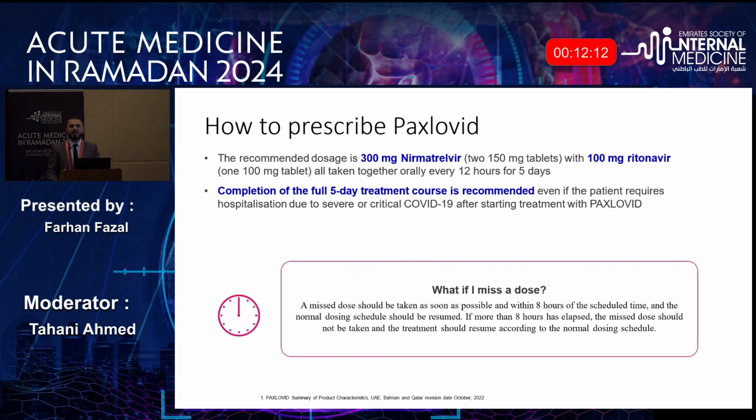So how do we prescribe it? It's a little more complex because the dosage is 300 mg of nirmatrelvir. So the packaging is 150 mg. There are two 150 mg tablets which you need to take with 1 tablet of ritonavir. So this has to be taken.